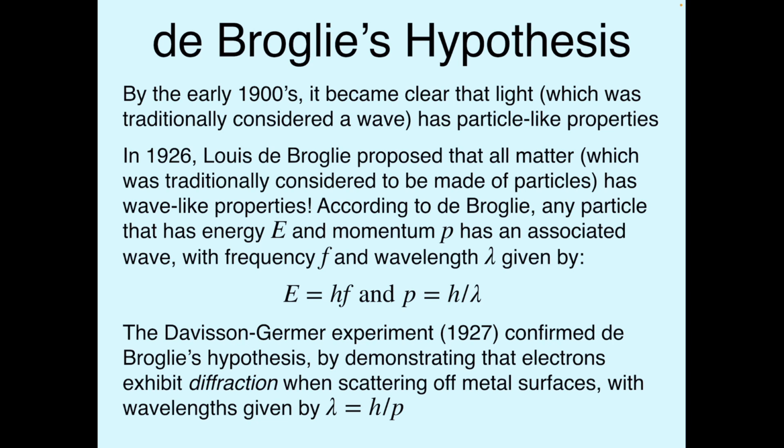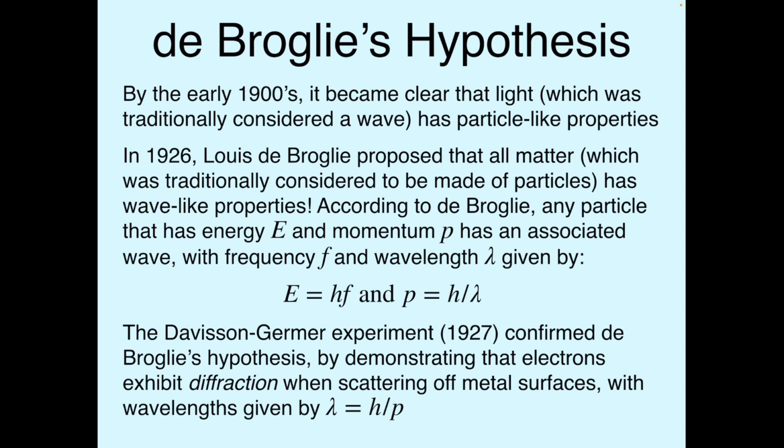Remember, diffraction is something we think of as a wave phenomenon. Diffraction happens because waves that are emitted off the surface interfere with each other in different ways, creating this diffraction pattern that we've seen before. You wouldn't expect electrons to do that if you think of an electron as a particle. So the fact that electrons do exhibit diffraction shows that they have this sort of wave-like property.